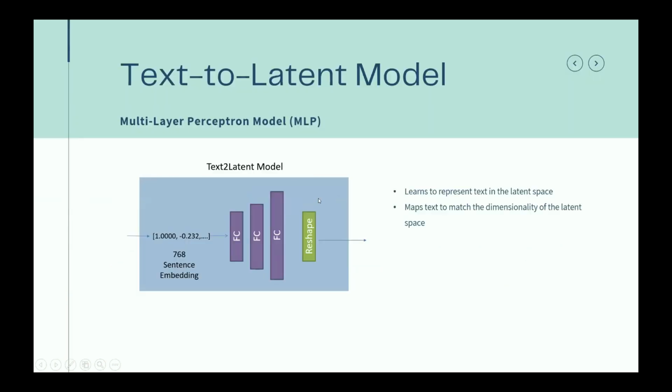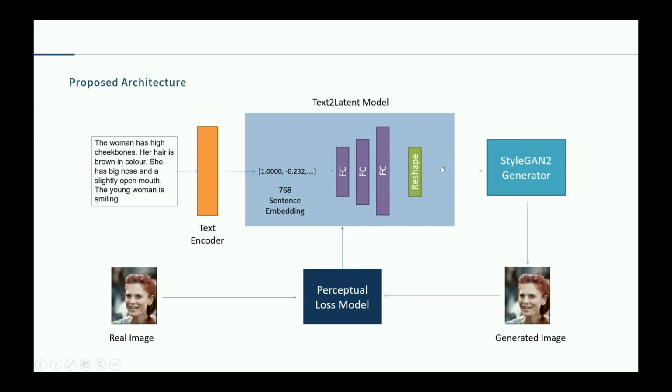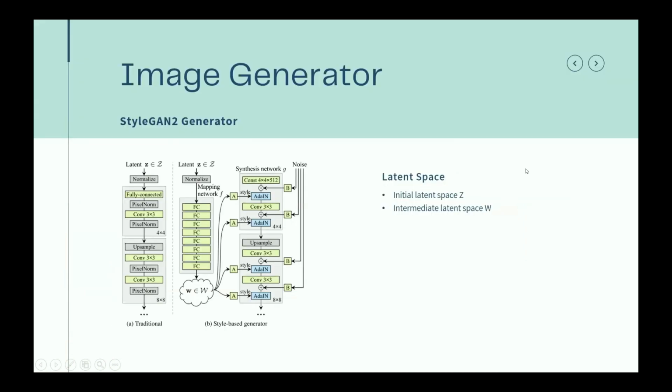And the text-to-latent model is a simple multi-layer perceptron model. What we are actually trying to do is to learn how to represent the text in the input latent space of the generator. So here what we're doing is mapping the text to match the dimensionality of its latent space. Then the output of the text-to-latent model can be input to the StyleGAN2 generator.